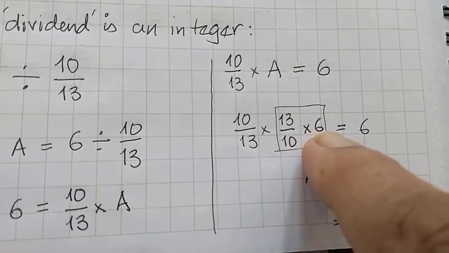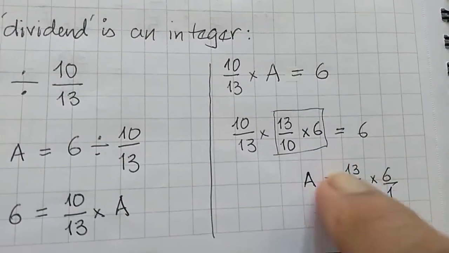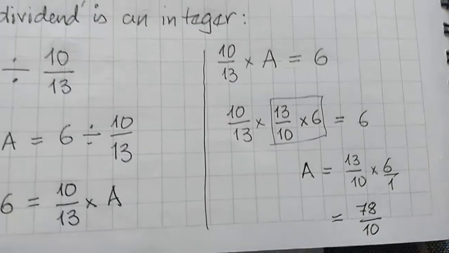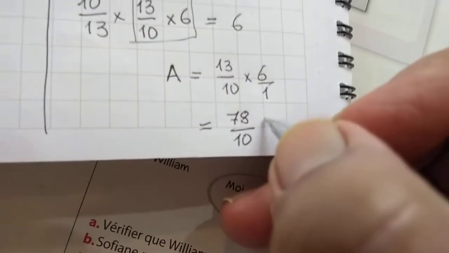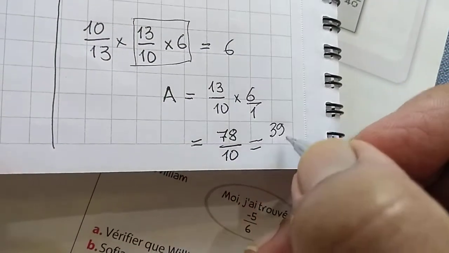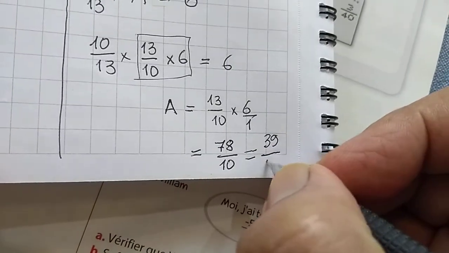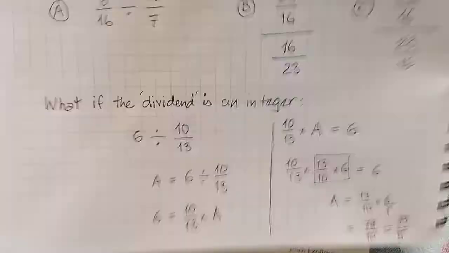In case you want to write it as a fraction, you can write 6 over 1, but it's the same thing. Now when you multiply this, you get 78 over 10, which I forgot to simplify. You know how to, what will it be? Yeah, divide by 2. You'll get 39 over 5. Okay, so this is if the dividend is an integer.